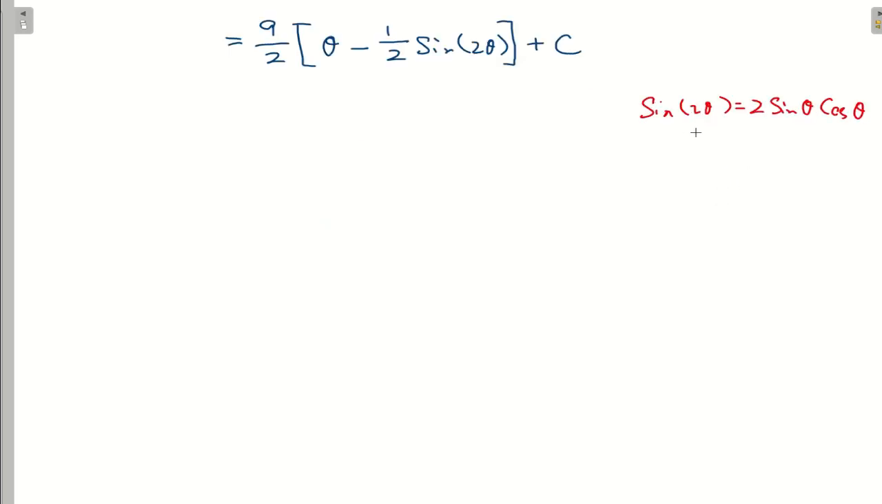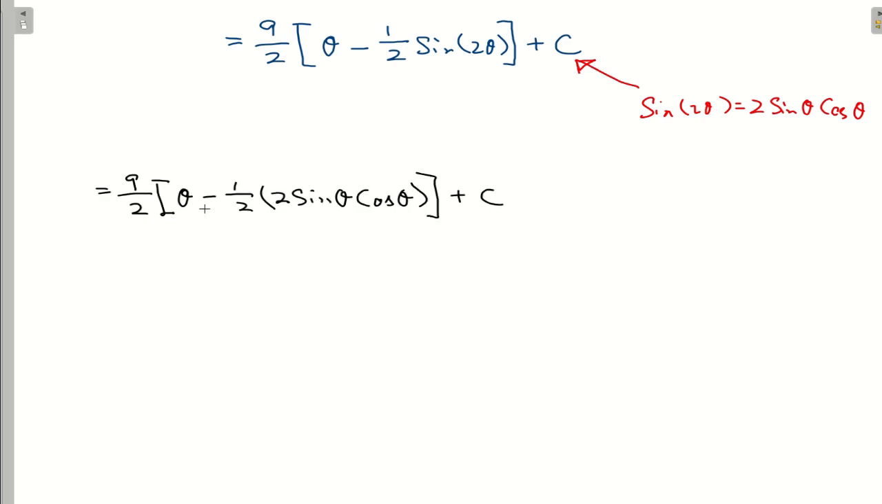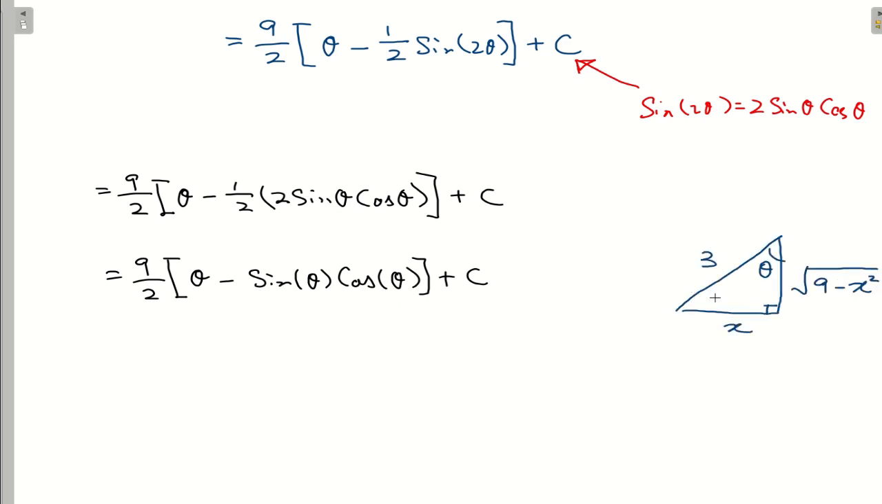And from the trigonometric identity, we know that sine 2 theta is equal to 2 sine theta cosine theta. And then we substitute into this one here. We have 9 over 2 theta minus 1 half times 2 sine theta cosine theta. Finally, we have to reconvert the theta into something of x. From the right angle triangle, we know that sine theta is equal to x over 3, and cosine theta is equal to the square root of 9 minus x squared over 3.